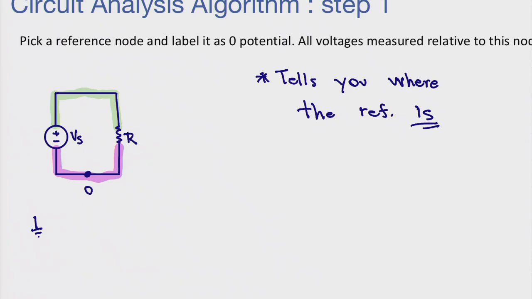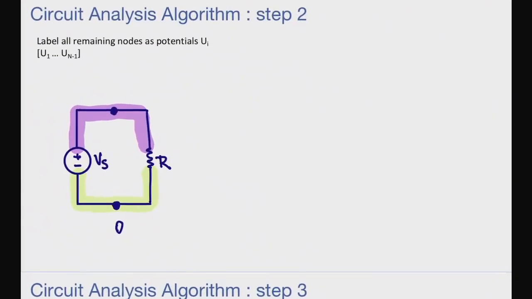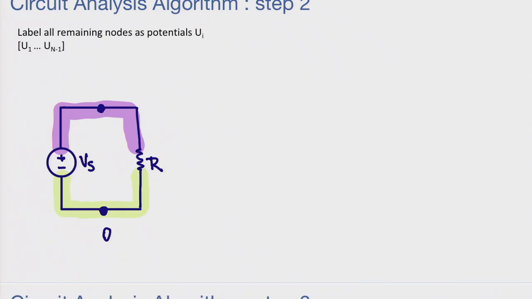Okay, step two. Once you have done that, you have selected your node that's going to be your reference. Then you label all the other nodes that you have. Here we only have one. So I am going to label the potential in that node, the second node, as U1. Okay? So if I want to measure the difference in potential, I'll go from low to high. I'll say U1 minus 0 is equal to U1, which is equal to Vs, right?